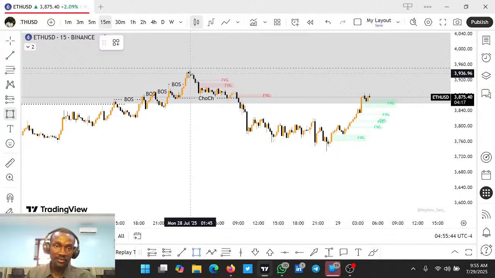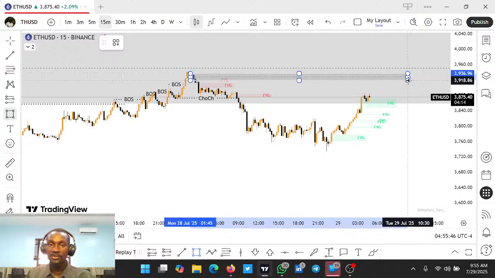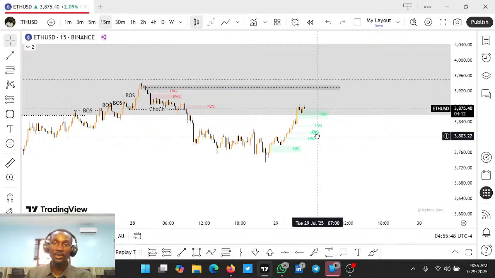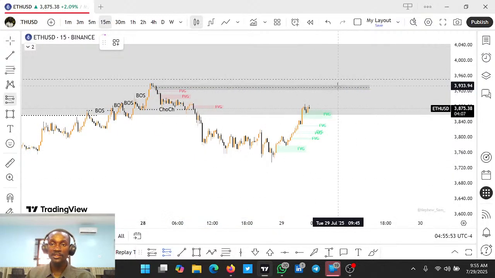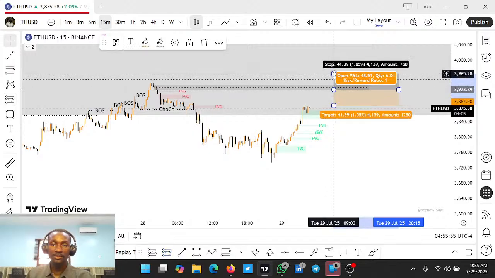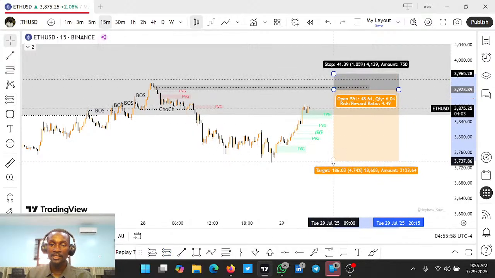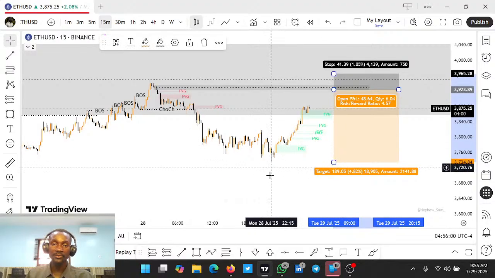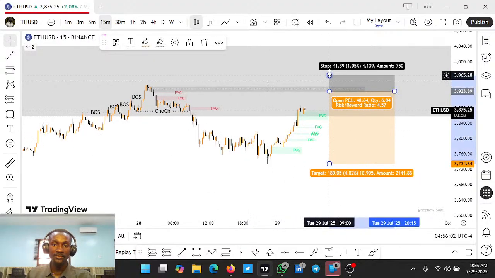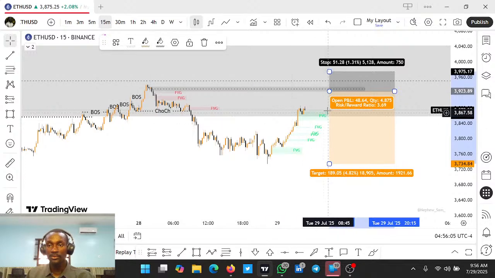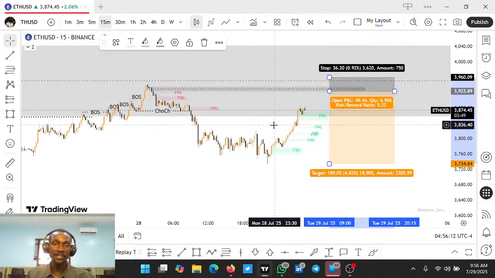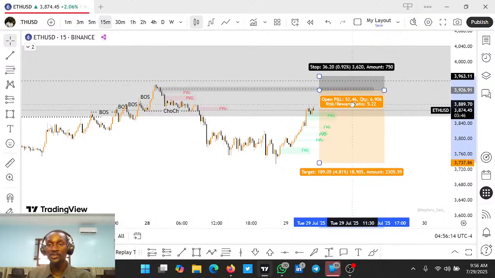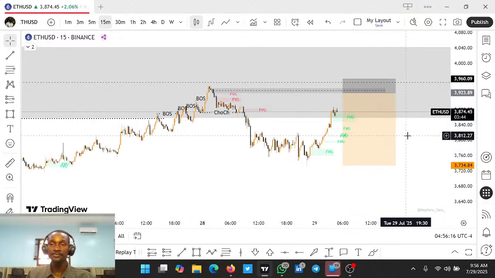Now, what's the origin that gave us this change of character? Looking at this zone, you should be looking for an opportunity to sell Ethereum around this zone. Then my target should be the point of reversal here. So that's that for Ethereum. This is a one to five RR on Ethereum. So look for an opportunity to sell Ethereum around this zone here.